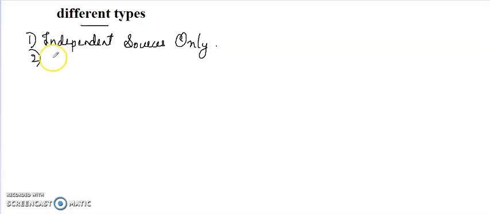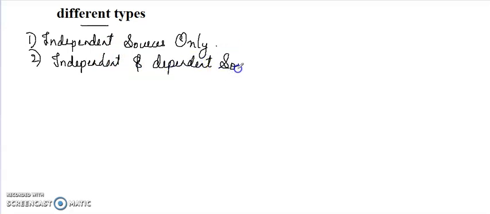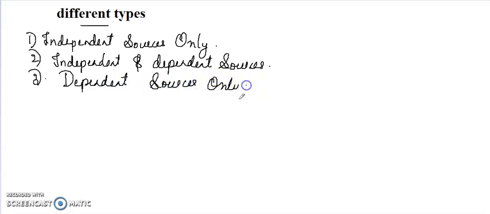Second type with both independent and dependent sources. And the third type, dependent sources only. So I'll show you examples of the three types. First we'll be seeing the example of problems dealing with independent sources only.